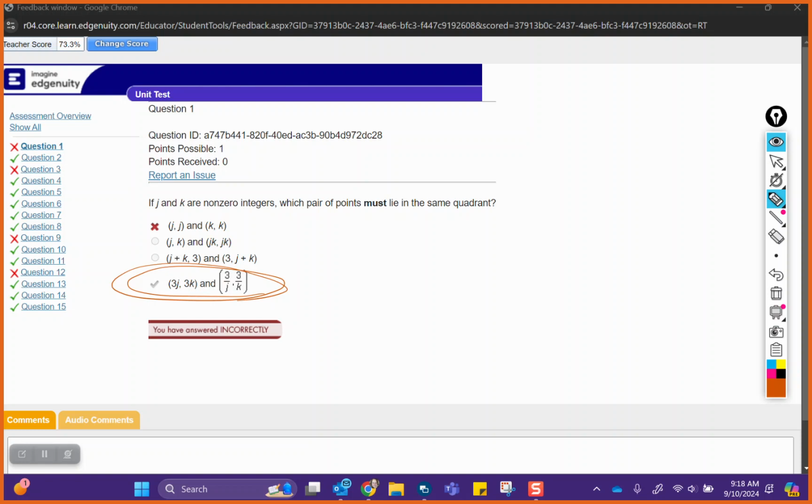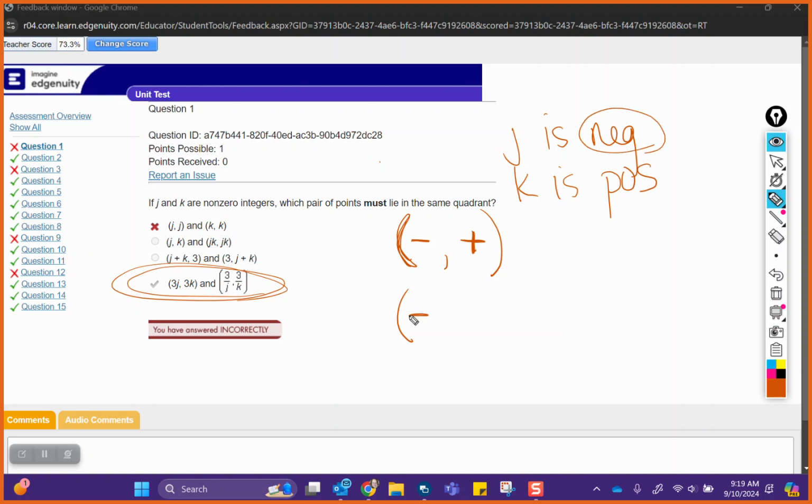So let's just show you an example. Let's say that j is negative. If j is negative, then 3 times a negative number is still a negative number. We'll say j is negative, and we'll just say k is positive, just to show you one route where it doesn't change. And then if k is positive and I multiply by 3, I get a positive number. So that's the first part. But now let's look at division. If I take 3 and divide it by a negative number, I'm still going to get a negative. And if I take 3 and divide it by a positive number, I'm still going to get a positive. So in that case, you could see these two ordered pairs would still be in the same quadrant.